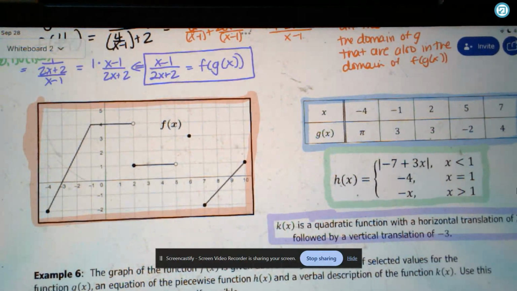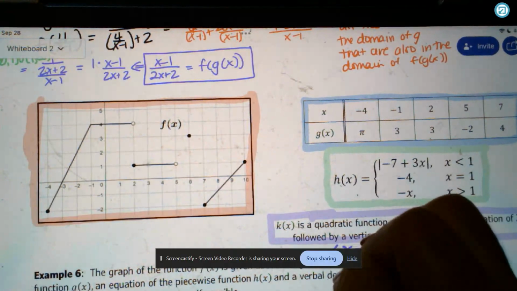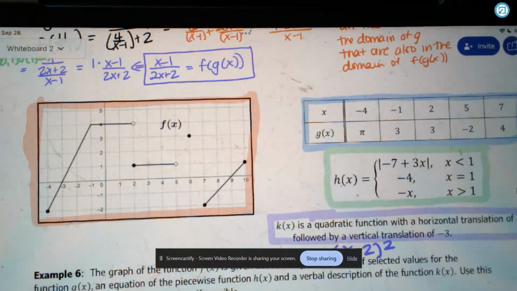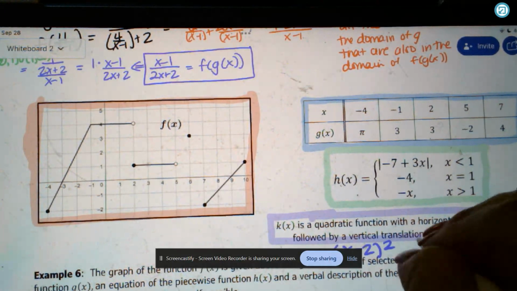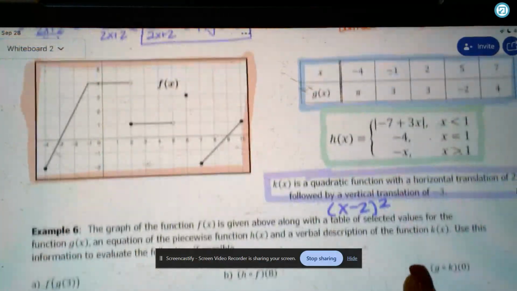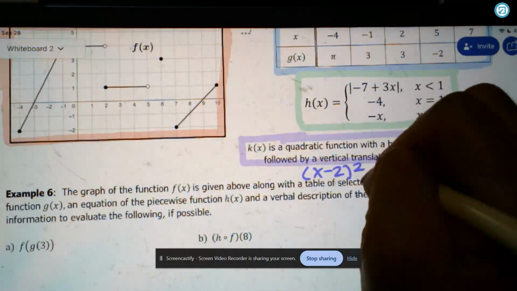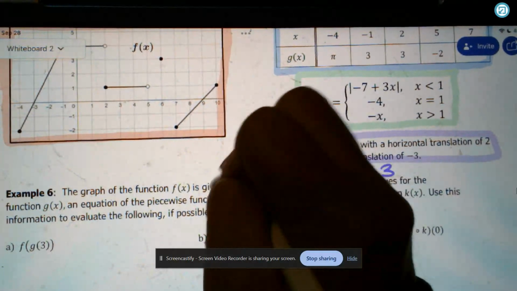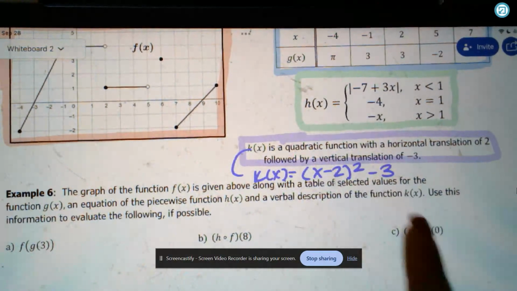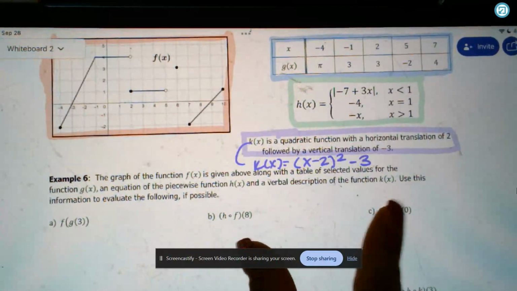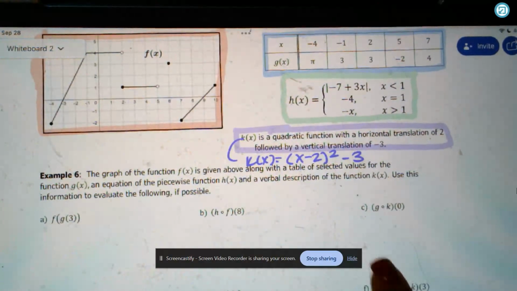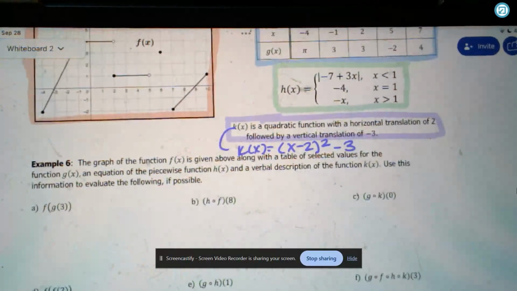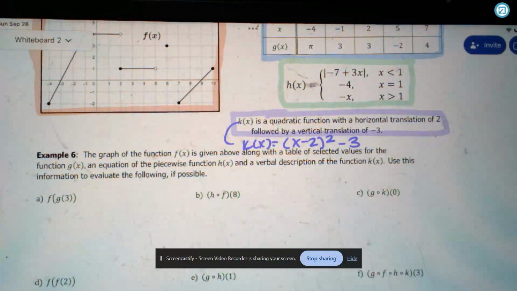K of x is a quadratic function. Okay, so we know quadratic has to be squared with a horizontal translation of 2. Horizontal is inside, so that's going to be x minus 2 squared. Followed by a vertical translation of -3, so that's vertical translation, not dilation, so translation is going to be -3 onto the end of that. So that is what they're saying k of x is. Okay, so it is expected that you can turn those words into a function. Okay? All right. The graph of the function, so we've already done all these.